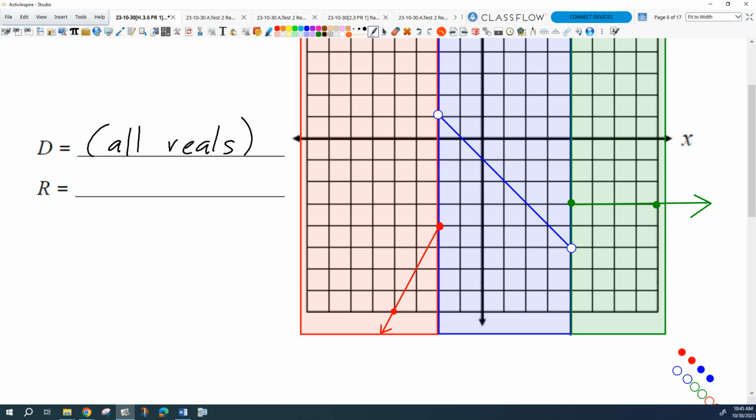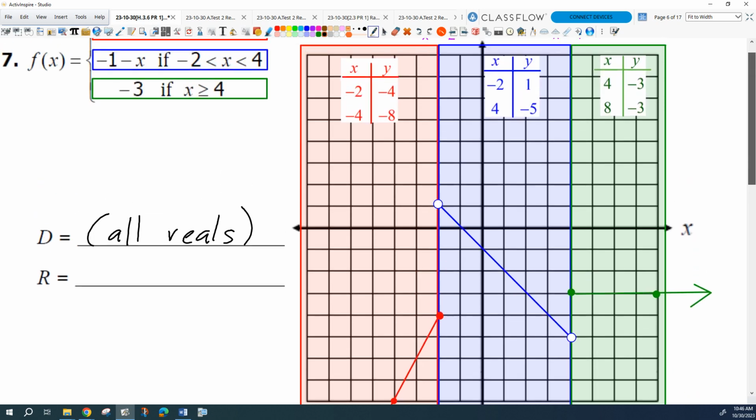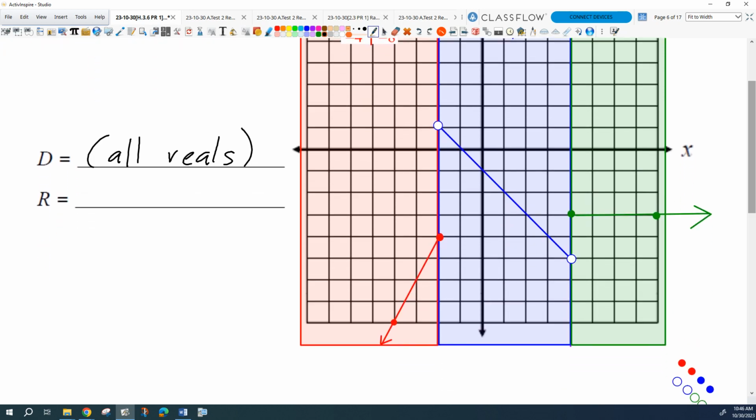Okay, the range, what is the range again? Define that. The set of all the y values or the outputs, usually y, doesn't have to be. So what about the y values? Now that doesn't really look like that is necessarily all reals, does it? We want to find all the possible y values that the ant could step on.